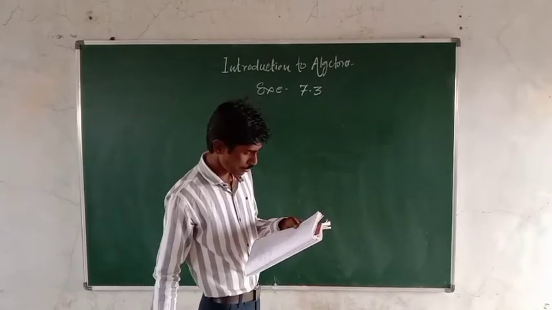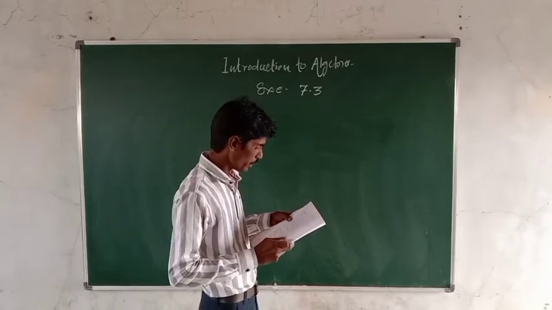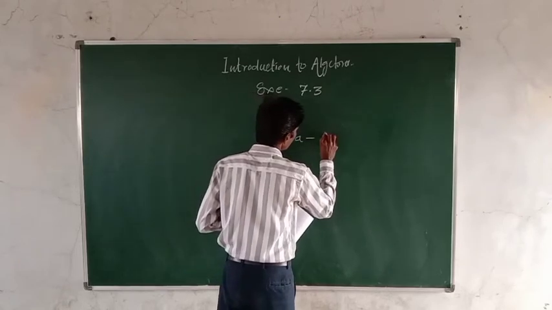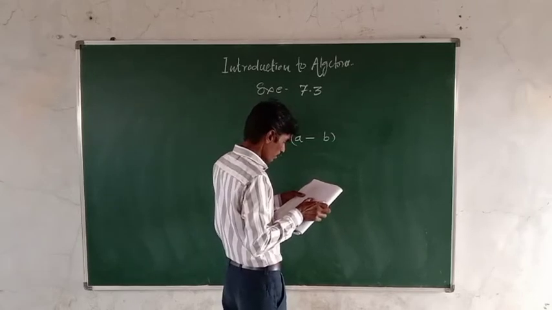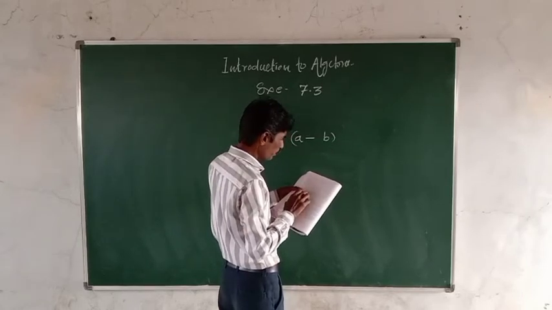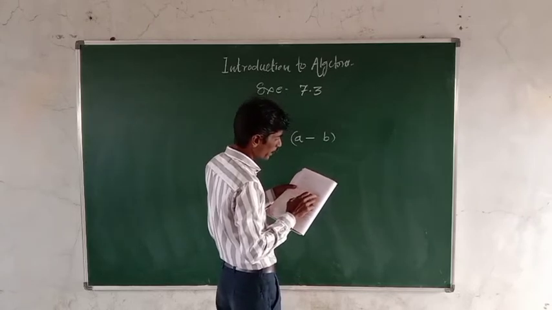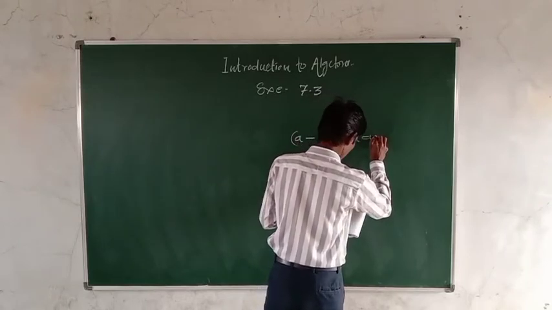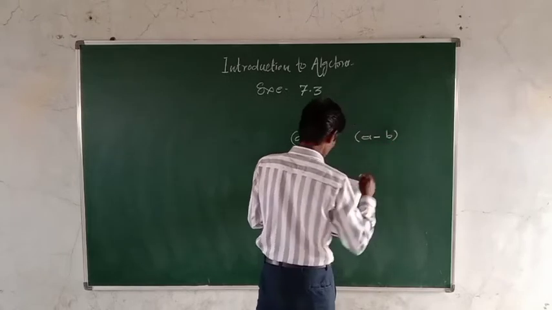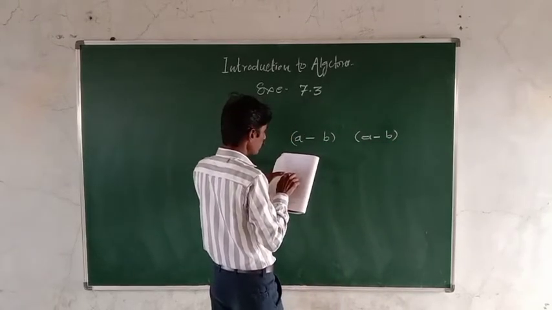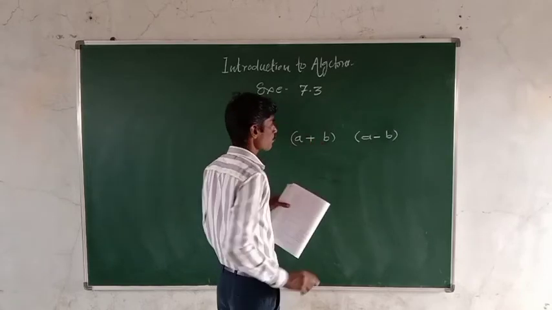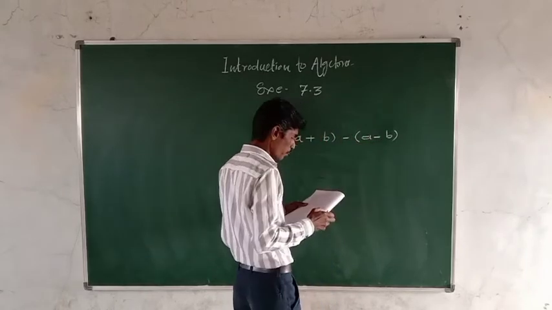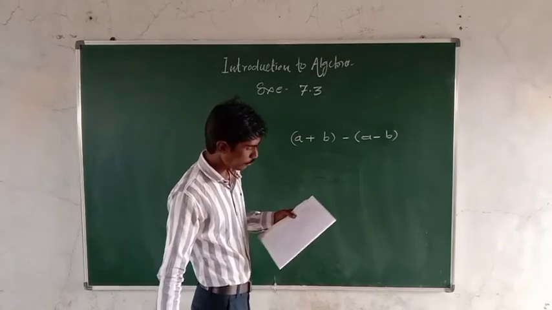After that, the difference between the sum of a and b, and the difference between a and b. So here will be a minus b. So answer number first.